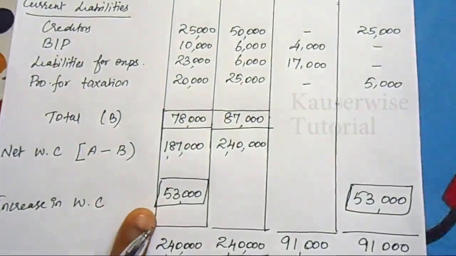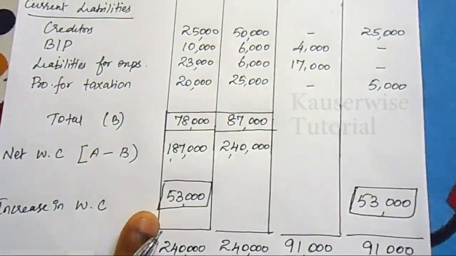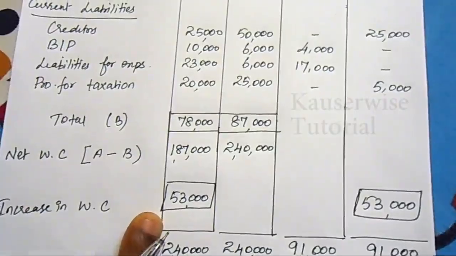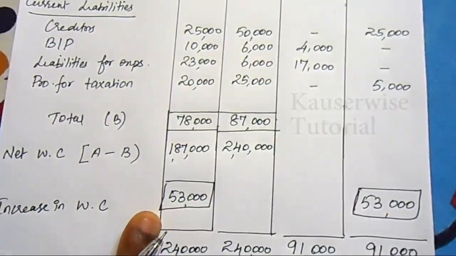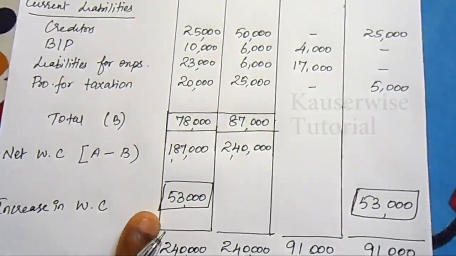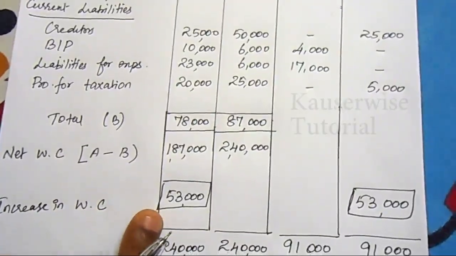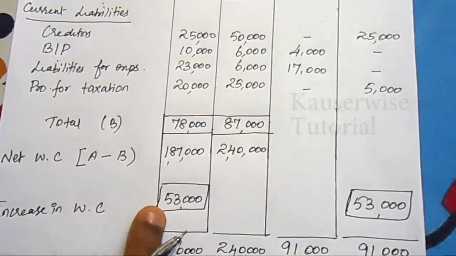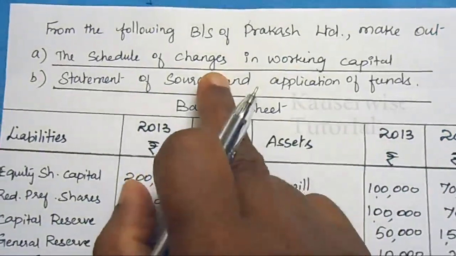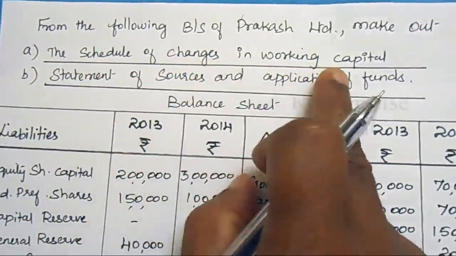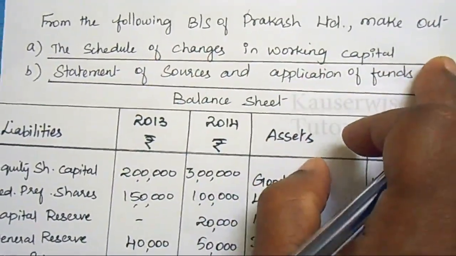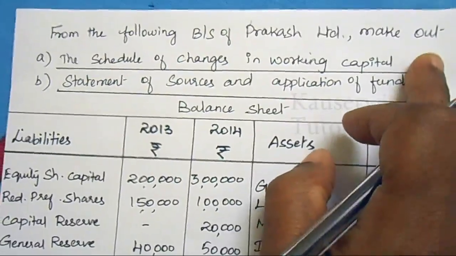This amount you will be getting while you prepare the fund flow statement. So fund flow statement means total sources of fund minus total application of fund is equal to increase in working capital. Your final answer will be 53,000. So far we have discussed the schedule of changes in working capital. We have got the answer, that is 53,000 is an increase in working capital.